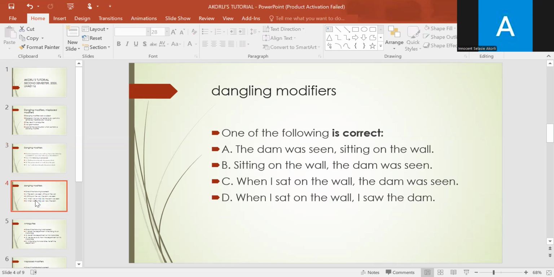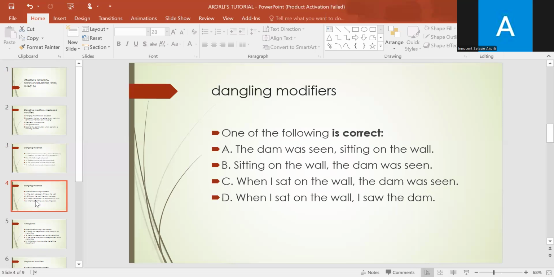We continue with dangling modifiers. One of the following is correct. If one is correct, then 3 are wrong. The dam was seen sitting on the wall. Sitting on the wall, the dam was seen. When I sat on the wall, the dam was seen. When I sat on the wall, I saw the dam.